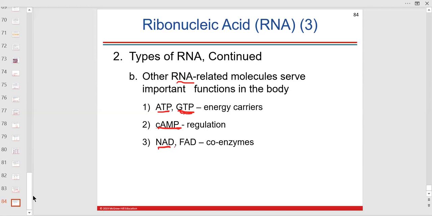So NAD and FAD are basically vitamin-based molecules that are really important for oxidizing and reducing, and we're going to get to that. So it's based on ribose. So again, I won't talk about this today until probably next lecture when we talk about cellular metabolism and energy and the electron transport chain and all of those things. Okay.